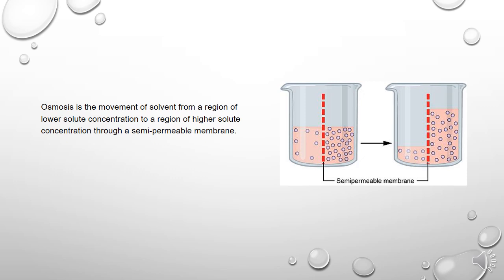As we can see in the diagram on your right-hand side, we have two beakers. On our left, we have a beaker that has two equal solutions separated by a red membrane. The left diagram represents the solution before osmosis took place, and our right beaker represents the solution after osmosis took place.